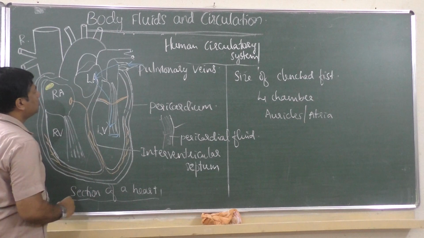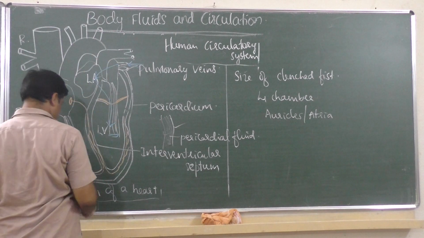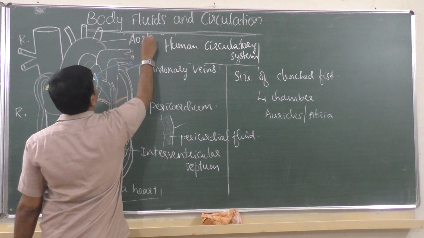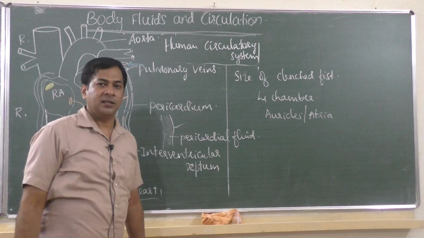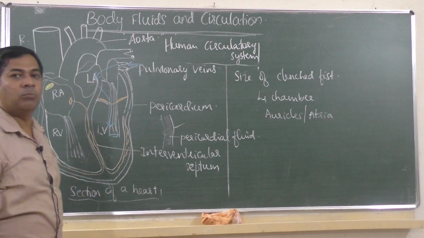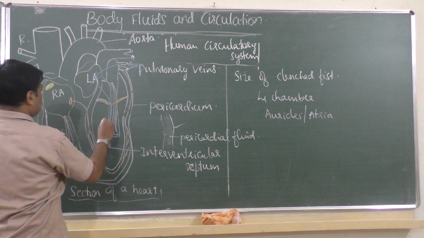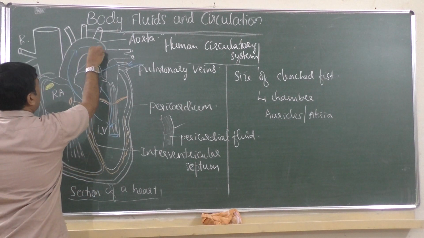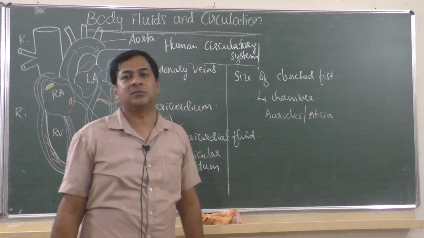What is that tube? Here it goes to this tube, that is aorta. Aorta is the largest artery in the body. So in blue color, from the ventricle through aorta, oxygen mixed blood goes to all the body parts.